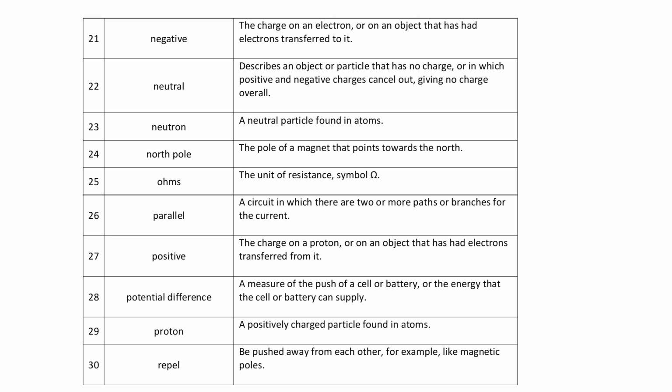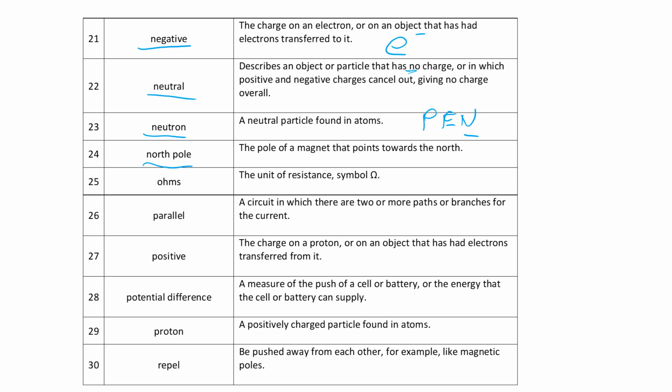The charge on an electron or on an object that has electrons transferred to it is negative. I was writing electron like that. Describes an object or particle that has no charge, no. Neutral. A neutral particle found in atoms, so we've got pen, or can't even do any pen, neutron. The pole of a magnet that points towards the north, tricky, north pole.